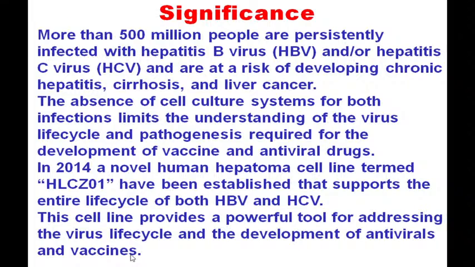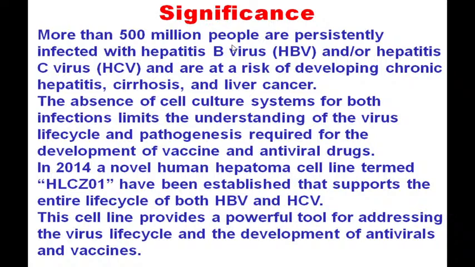A few words about the significance of this group of viruses. You can see here that more than 500 million people on Earth are persistently infected with hepatitis B or C. If they are infected, they are at risk of chronic hepatitis, cirrhosis, and liver cancer.